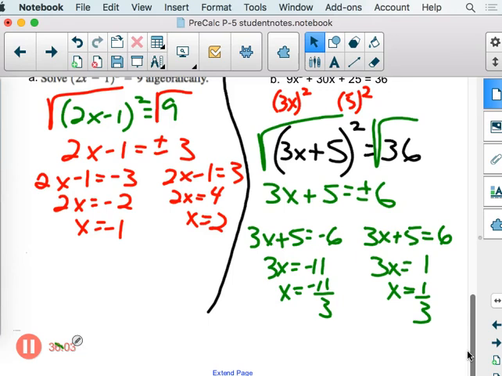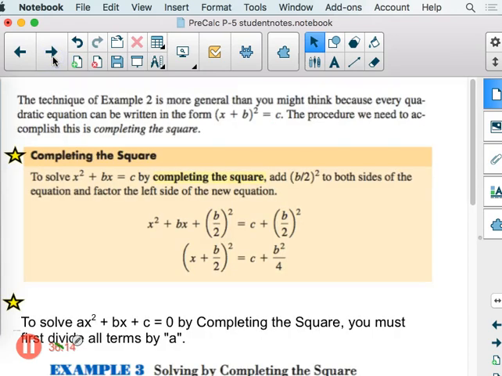So now what? Well, now is completing the square. Because this is a nice, easy process. We would like to do this all the time, if possible. And that's what's going on here. So this says the technique of example 2 is more general than what we see there. Because every quadratic equation can be written in this form. It just sometimes takes a little bit of work. The procedure we need to accomplish this is called completing the square.